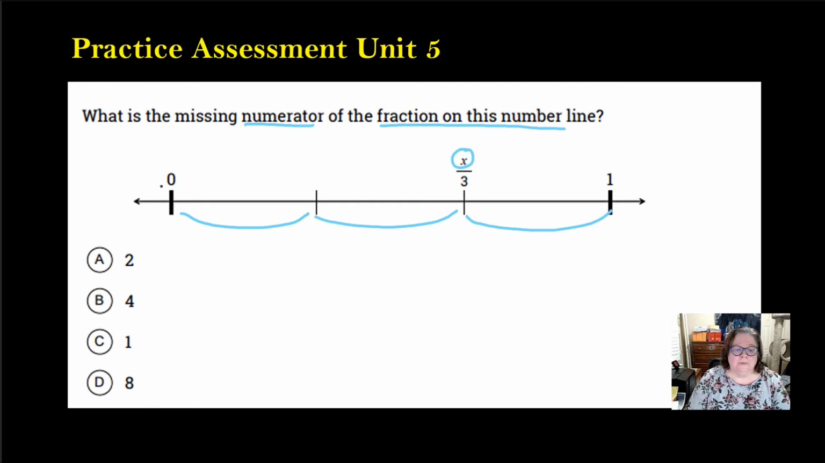Let's try it. We always start at the 0. That would be 1/3, 1 hop. This is 2 hops. So it would be 2/3. So if our 3 is the 3, the X would be the 2. We should have a 2 here. And then one more hop would be 3/3, which would be the 1.